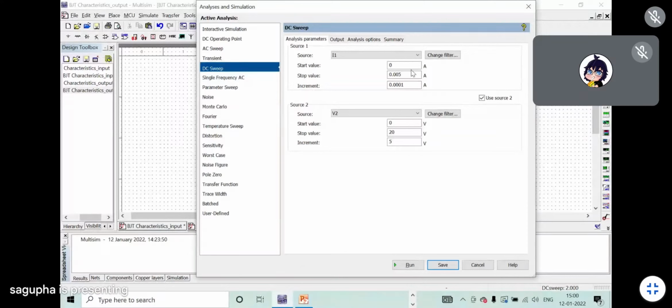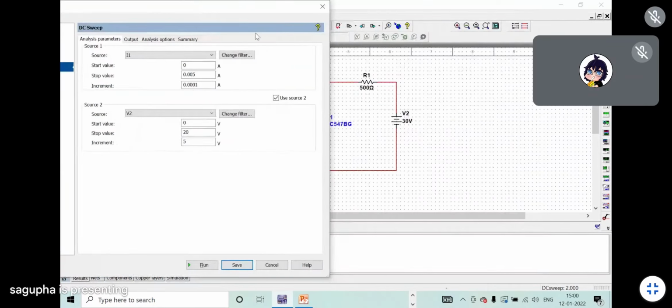Take the screenshot for the iteration. I have kept this for 4 or 5 values, and V2 is nothing but my output voltage. I have given the iteration accordingly. You can change the value of this start and stop values and increment value. Up to you, you can change it.